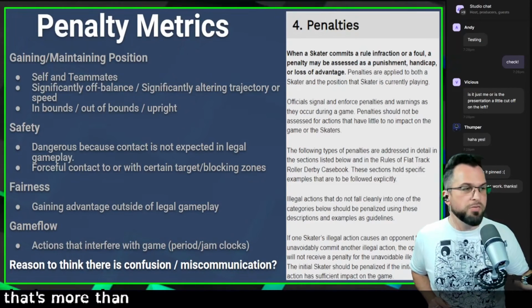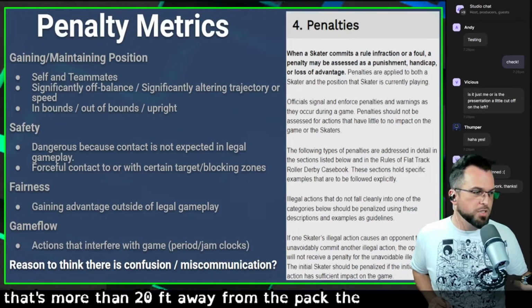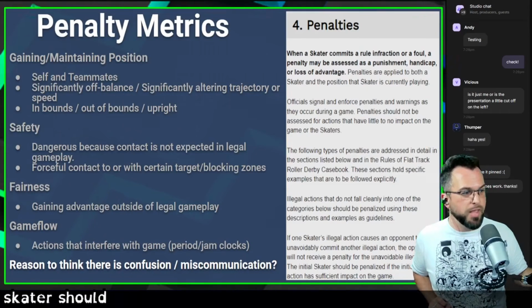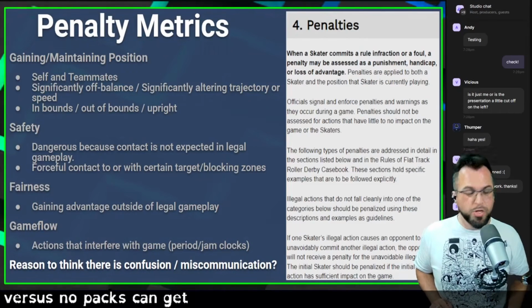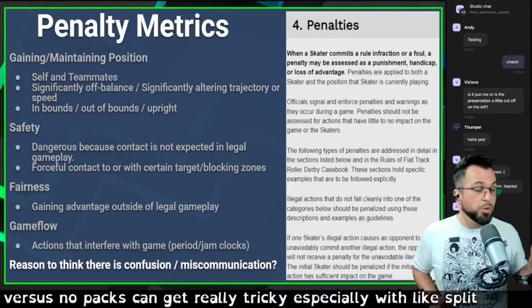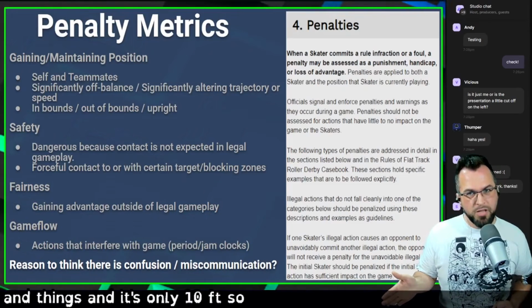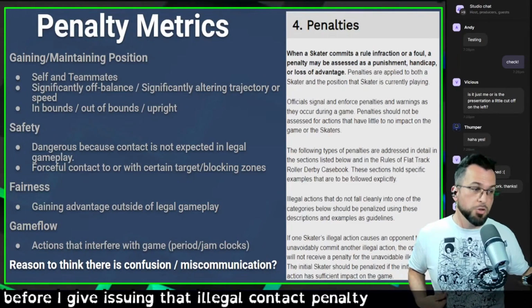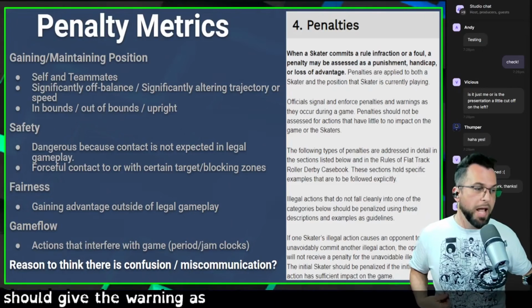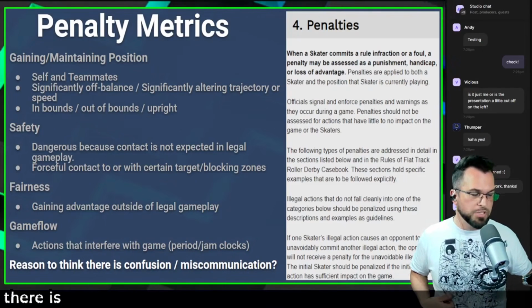That's more than 20 feet away from the pack. The general idea is a skater should understand that they are that far away from the pack, versus no packs can get really tricky, especially with like split packs and things, and it's only 10 feet. No packs have to give a warning before issuing that illegal contact penalty. Out of plays, you should give the warning as soon as you can, but you don't have to if there is illegal contact that happens outside of the engagement zone.